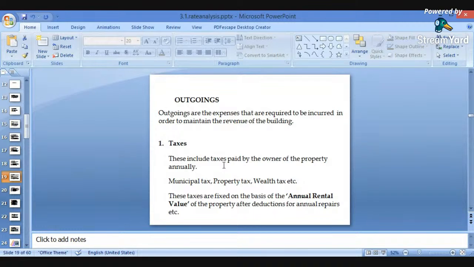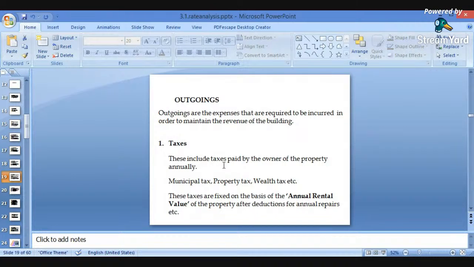So these are the heads which are covered in the outgoings. Number one, an important head covered in the outgoings, is nothing but the taxes. These include taxes paid annually by the owner of the property. Municipal taxes, property taxes or wealth taxes are the taxes paid. Various types of taxes will be covered in the outgoings.